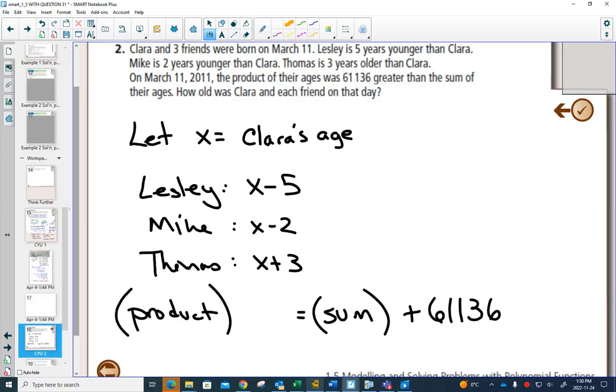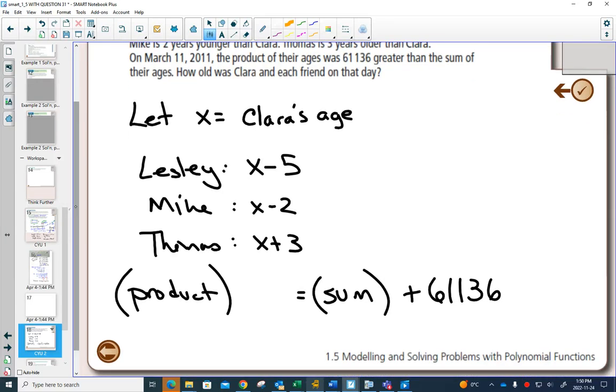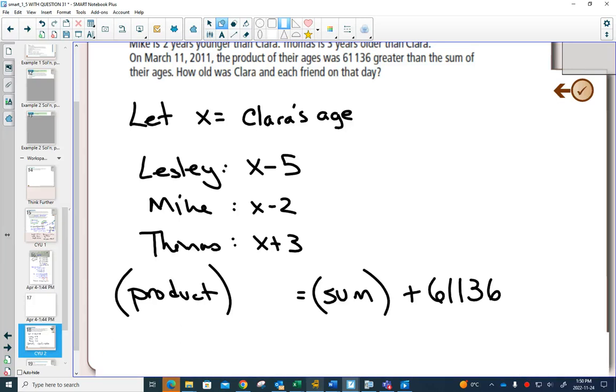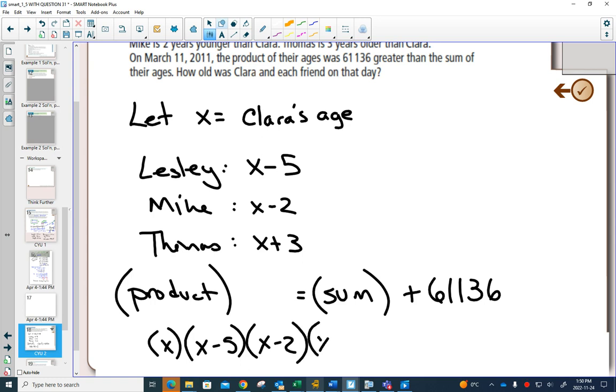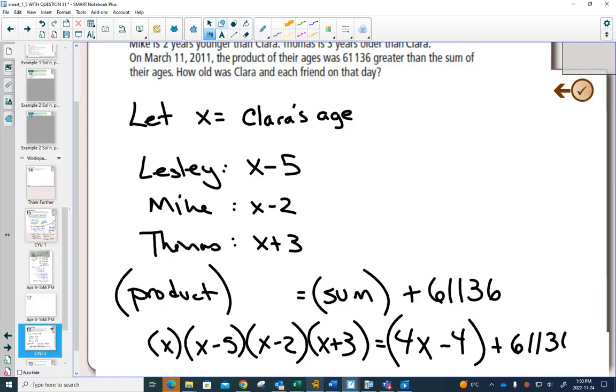And now we can write out the equation in algebra. So how do I write the product? Product is multiplying. So that would be x times x minus 5 times x minus 2 times x plus 3 equals. Sum. How would I write the sum? I'd have to add them all up. Can you see if you added up the x's, you would get 4x. If you added up the numbers, minus 7 plus 3, minus 4. And then we still have this 61,136.